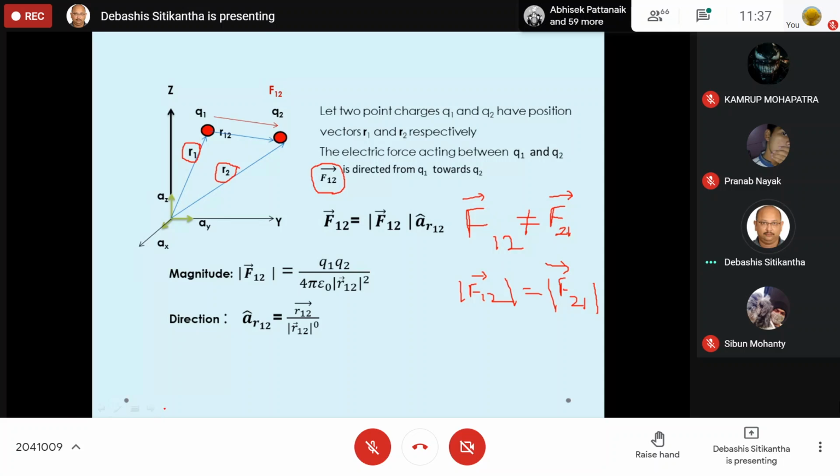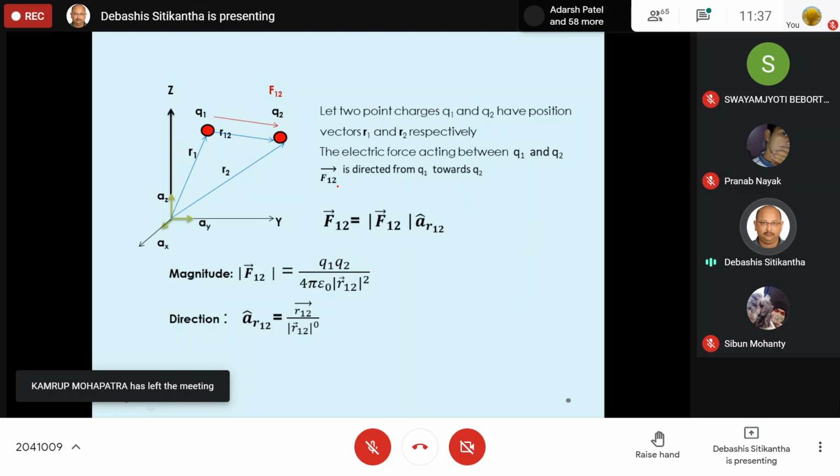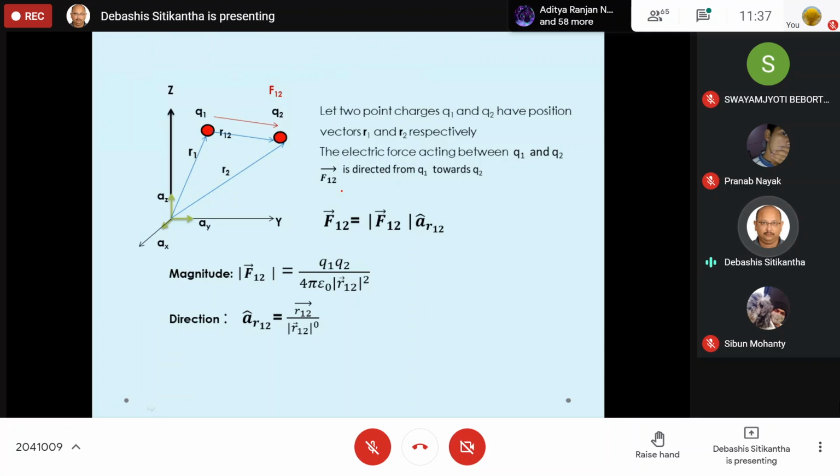Please remember these important points, and don't forget that F12 means it is the electric force on the charge Q2 because of the charge Q1. Similarly, if I write F21, it represents the force on the charge Q1 because of the charge Q2. So please be very careful in using the notation.